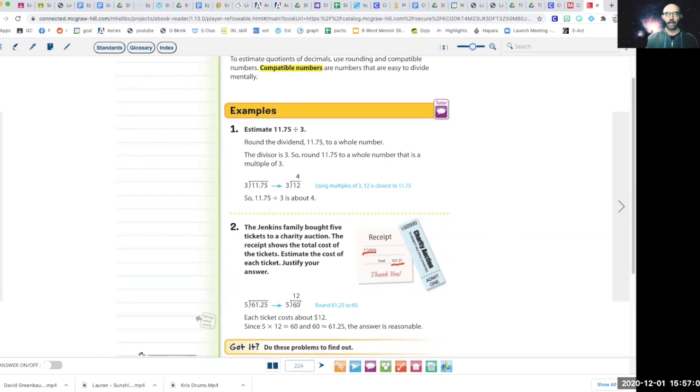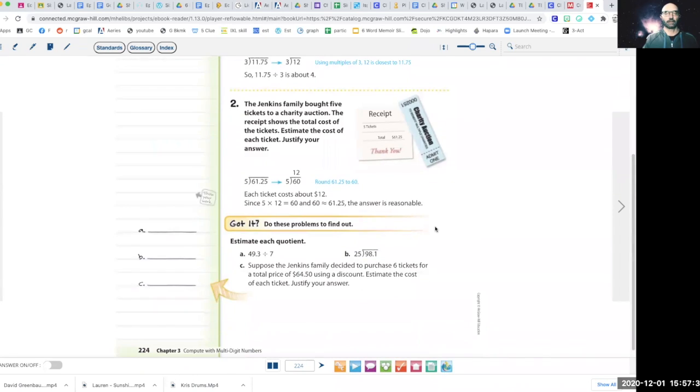And so I'm choosing 60. I'm rounding it, but sometimes when you round it, you're not going to round it the regular way, because you always round it to a compatible number. So I know that 60 is easily divisible by 5. That's why I'm rounding 61.25 to 60, and 5 goes into 60 12 times. So now I know my answer is about 12, and 60 is about 61.25. That's why they have the wavy equal sign there. Okay, cool.